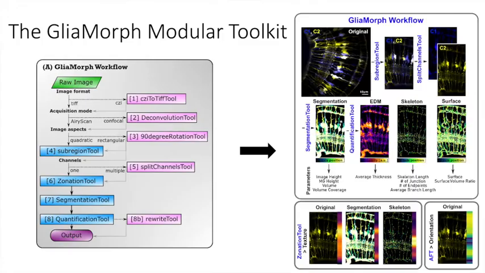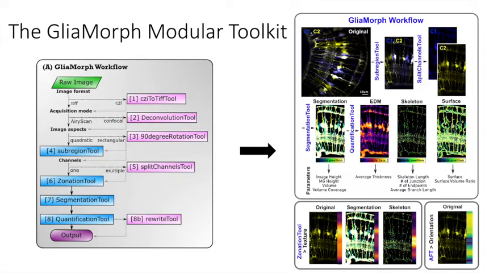The Gliamorph tool is a modular image analysis toolkit. It is designed to perform image pre-processing, selection of regions of interest, segmentation, and cell feature quantification. All of this is performed on three-dimensional images, and each of the functionalities is provided as a separate module, allowing flexibility in its applications for a variety of image analysis subjects and techniques.